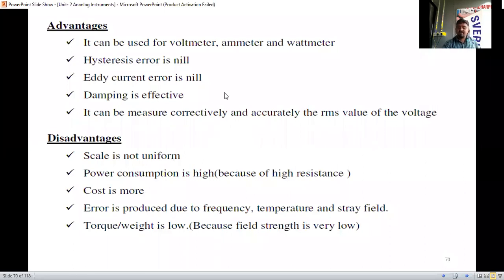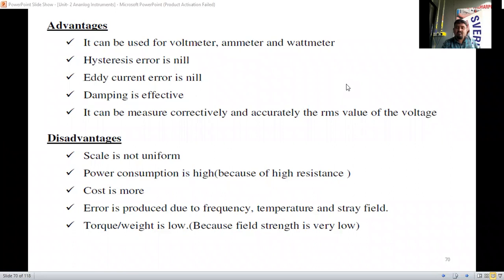It has some disadvantages also. The disadvantages are like this: the scale is not uniform. θ is not directly proportional to I, because the currents flowing through the fixed coil and moving coil are both different, which means it is not uniform. The scale is not uniform.